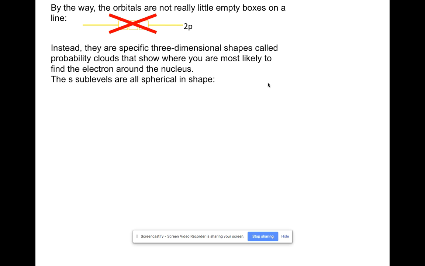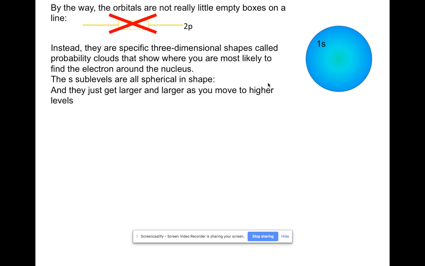the nucleus. The first one we're going to talk about is the S subshell, which consists of just one orbital. That orbital is spherical in shape and can hold up to 2 electrons. In the first energy level, that's all there is. Once there are 2 electrons in that S subshell, there's no more room, so the next energy level will start, and it'll start with its S subshell.